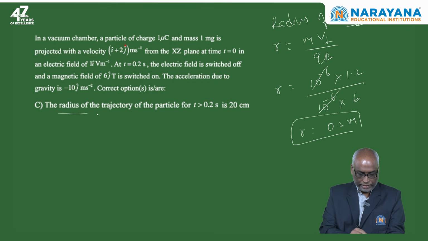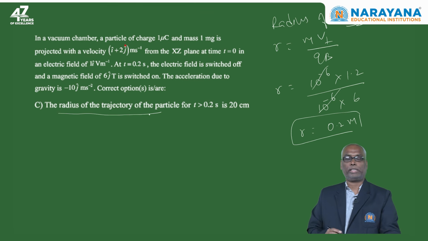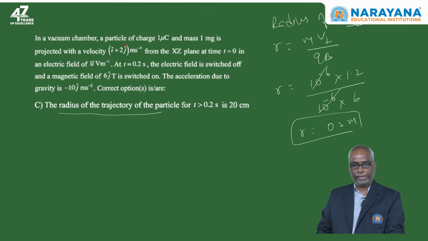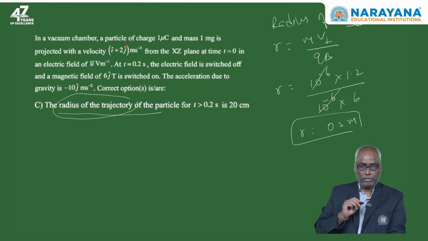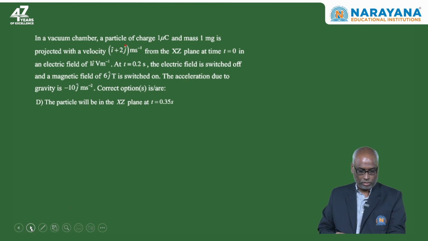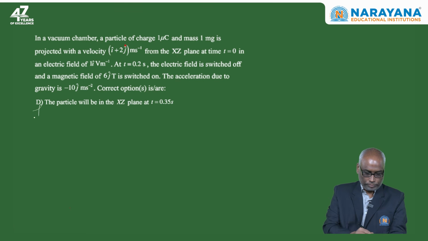Here they have given the radius of trajectory of the particle. Radius of trajectory and radius of helix are different. So if this is the radius of helix, then it should be correct. Otherwise, this option should be wrong. Next, the particle will be in the xz plane at t equal to 0.35 seconds. Already I have calculated when it will be at the xz plane. So it is at 0.4 seconds. So this option also should be wrong. Let us move to the next question.